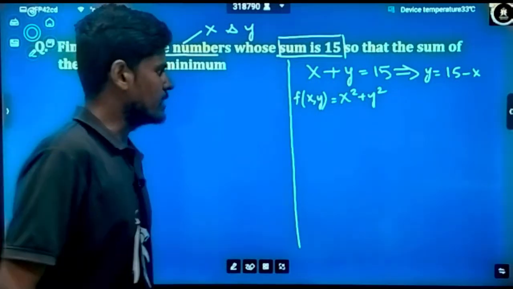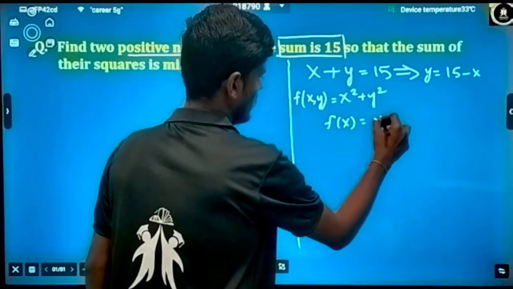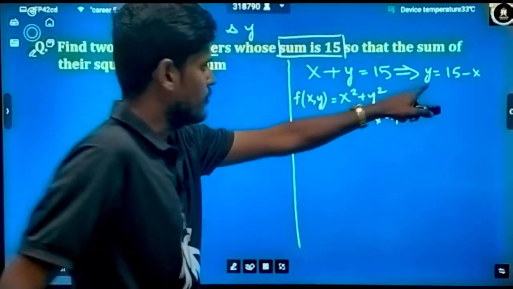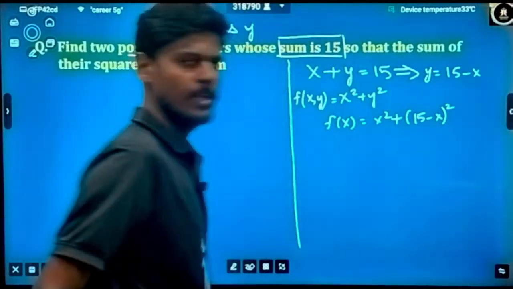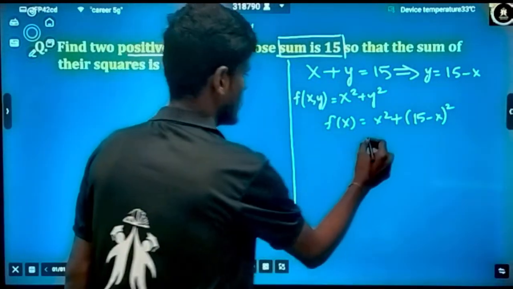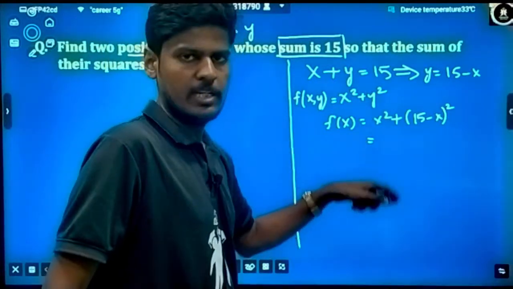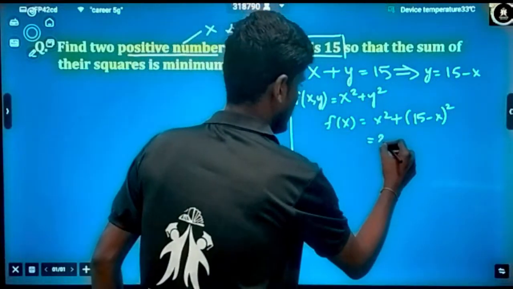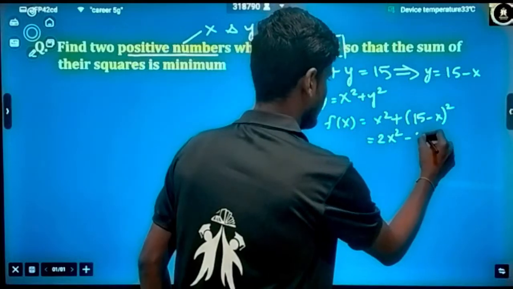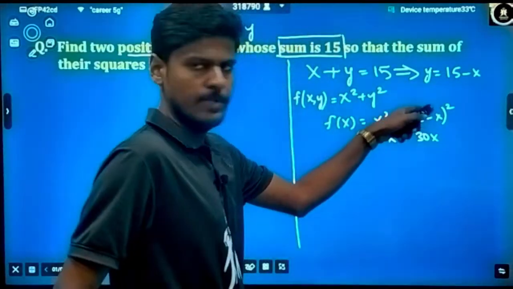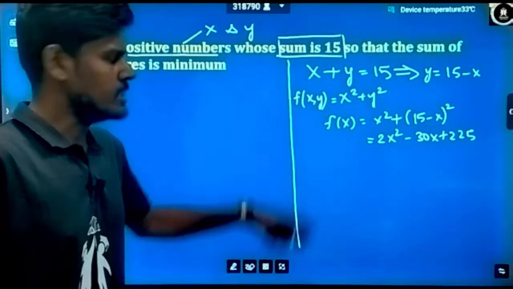Now we will substitute this value here. So we will get f of x equal to x square plus 15 minus x whole square. Now this is the a minus b whole square expansion, that is a square plus b square minus 2ab. So we get an x square term, and we already have an x square term. That will be 2 times x square minus 30x plus 225. This is f of x.